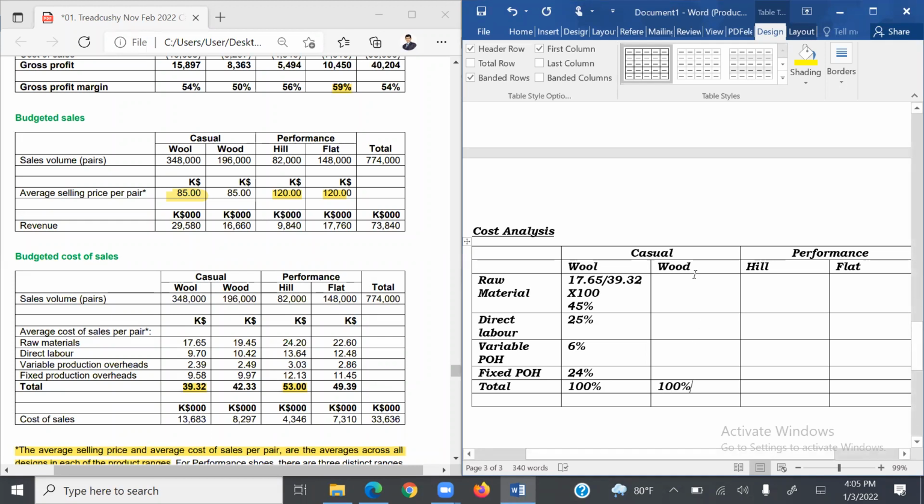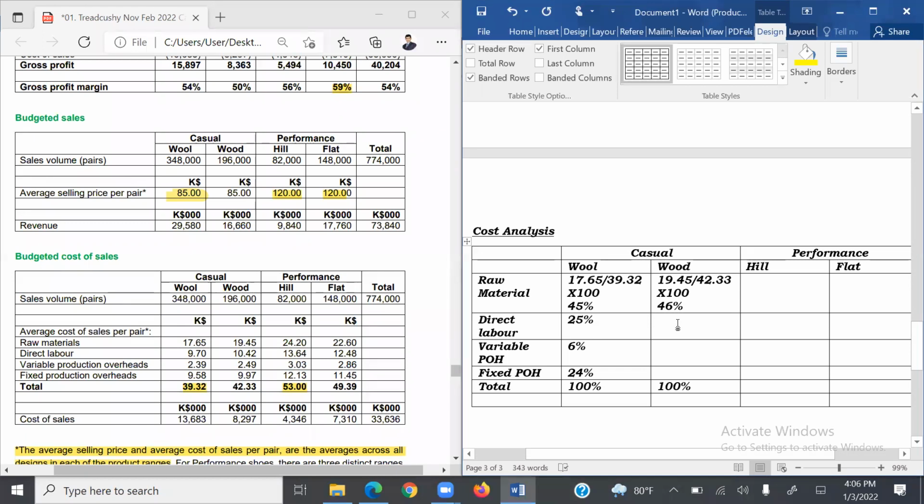So students, in this case, let's start doing it. It's not so complicated, students. It's very easy. So 19.45, if I am not mistaken, I need to divide by 42.33, and then I need to multiply that by 100. So students, can you please tell me what answer you get here? I think the answer is 46%, if I am not mistaken.